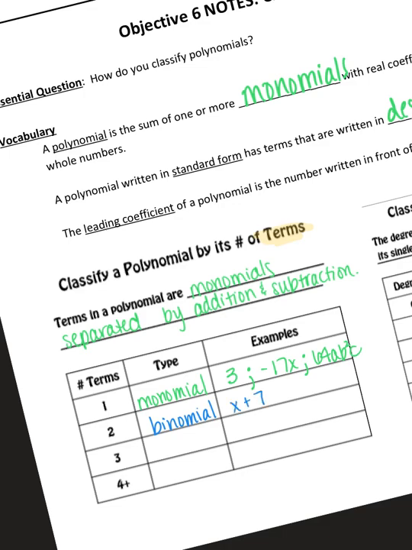So again, we have terms being separated by this plus sign, and so we have an x and a 7, meaning there are two of them, binomial. And then another example of binomial might be like x squared y minus 9. Again, our two terms are x squared y and 9, separated by that subtraction sign. Okay, a trinomial, tri meaning 3, has 3 terms.